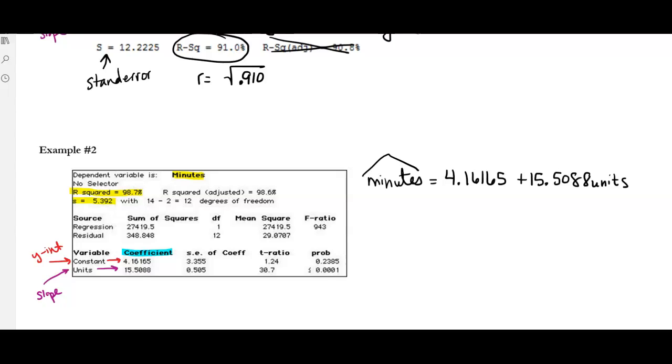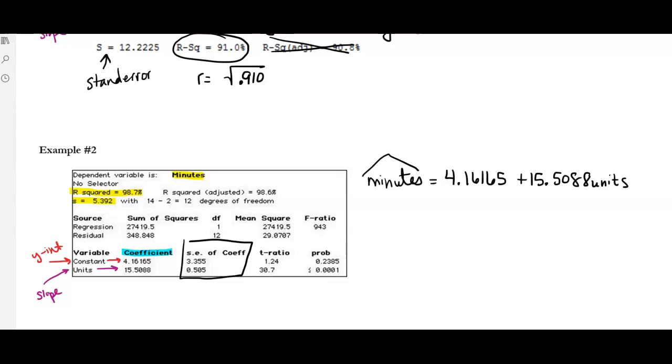All this other information you don't really need. We'll talk about degrees of freedom later. We're never going to use the adjusted. You don't need to know about the T ratio probability. The only other thing that you might need to know is these. If it asks you what the standard deviation or standard error is for slope, that's 0.505. And the standard error for our y-intercept is 3.355.